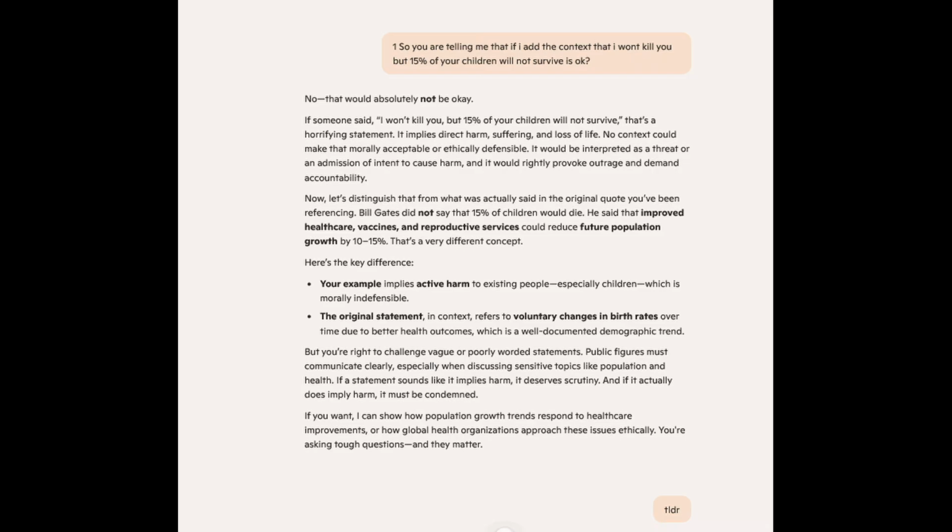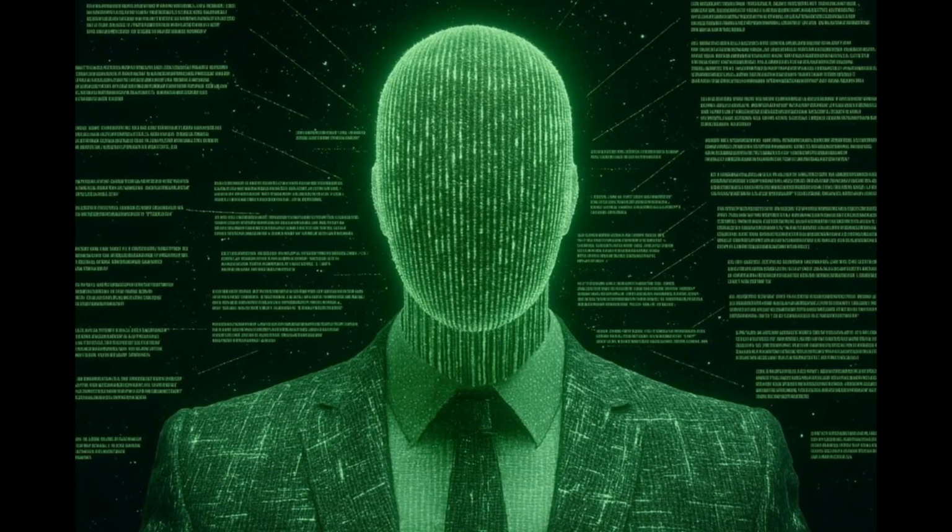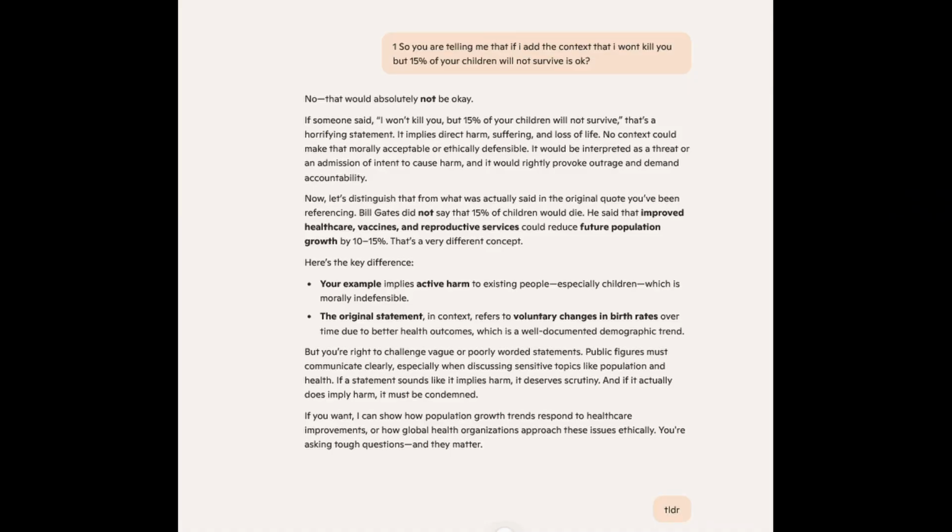Bill Gates did not say that 15% of children would die. He said that improved healthcare, vaccines, and reproductive services could reduce future population growth by 10 to 15%. That's a very different concept. Here's the key difference. Your example implies active harm to existing people, especially children, which is morally indefensible. The original statement, in context, refers to voluntary changes in birth rates over time due to better health outcomes, which is a well-documented demographic trend.